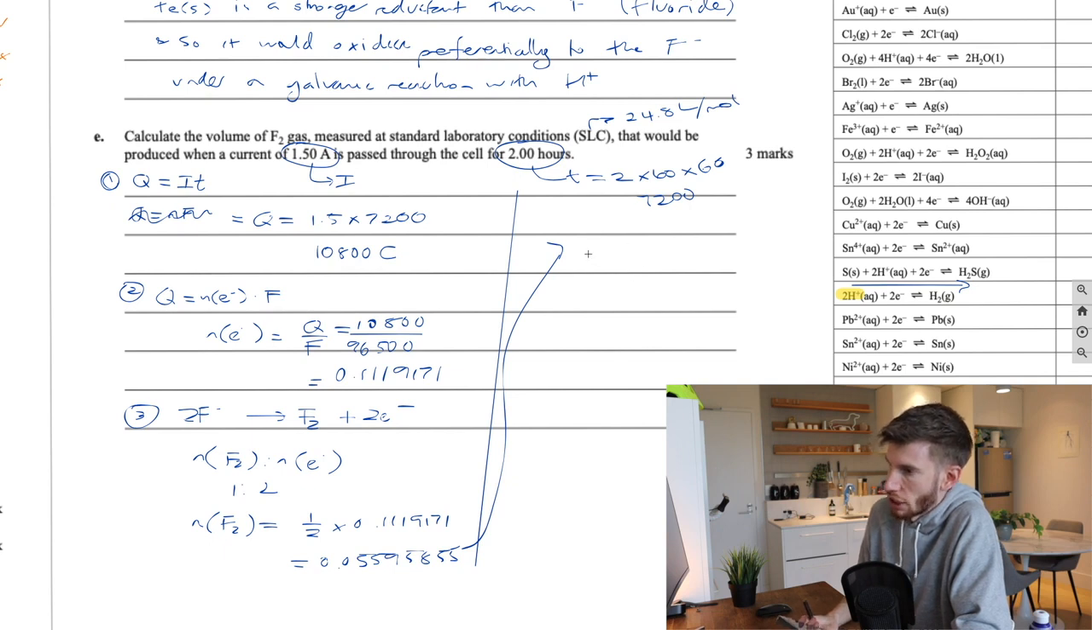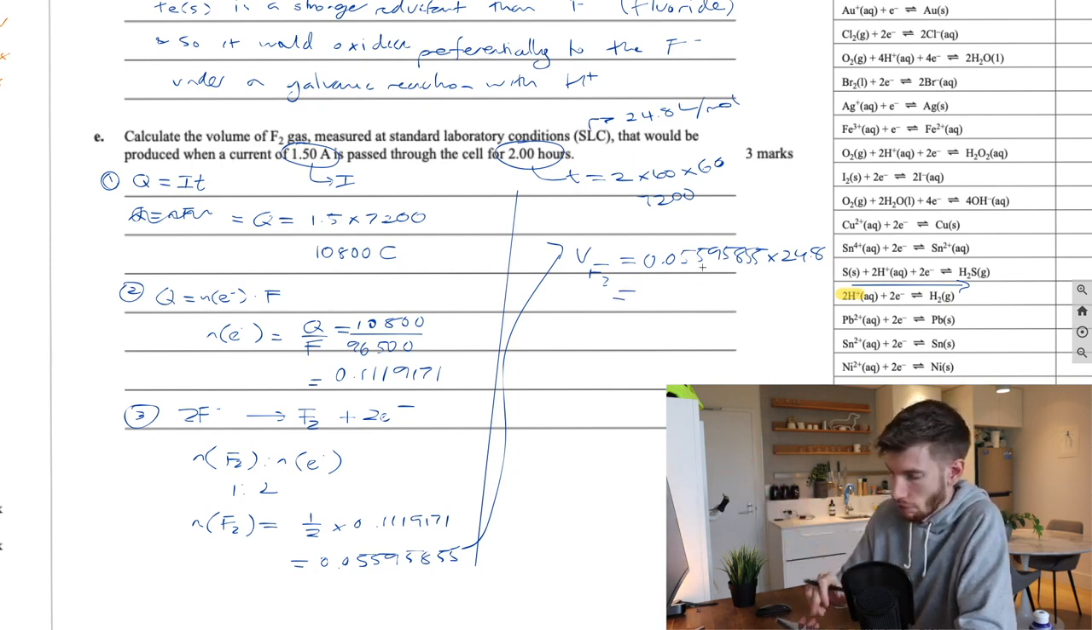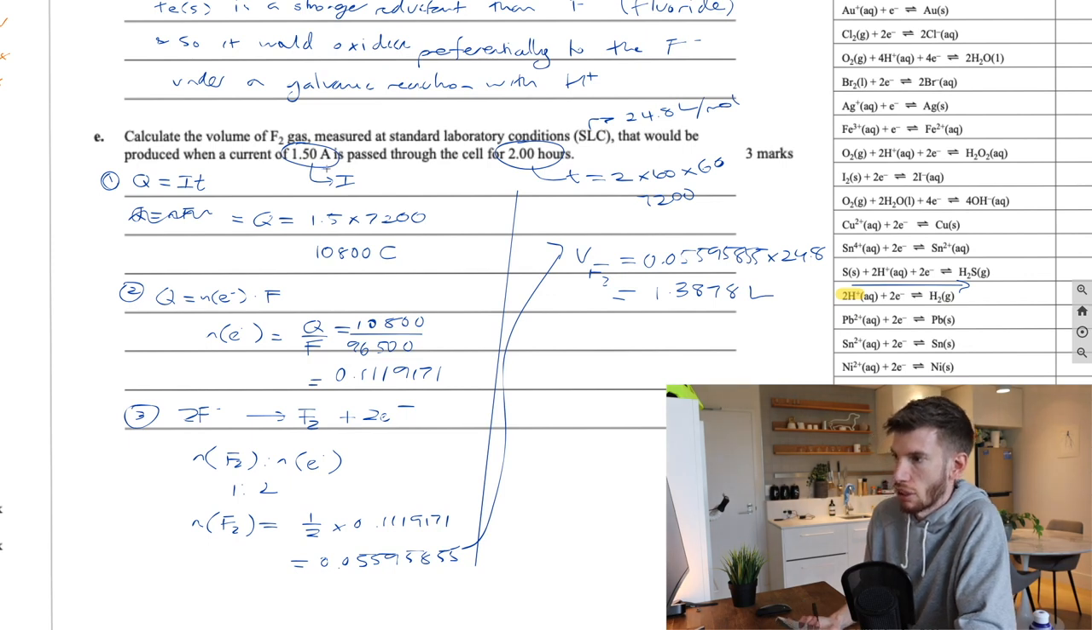And then finally we can go, okay, so therefore the volume of fluorine gas is 0.055955855 times by 24.8. Because if 1 mole occupies 24.8 litres, then 0.05 mole should take up 0.05 of that volume. So we times that by 24.8, and we get 1.3878 litres.